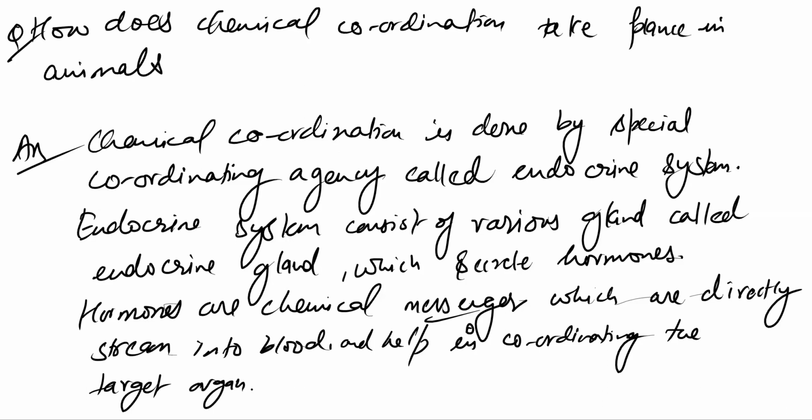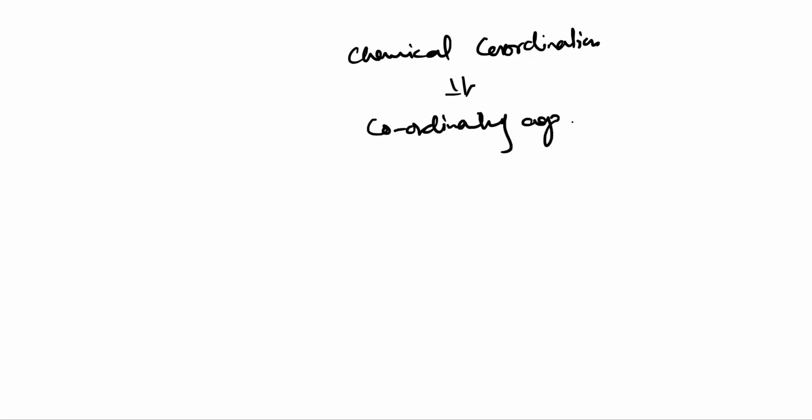So let's start. How does chemical coordination take place in animals? Okay, this is a simple answer. As you are very much familiar, in chemical coordination there is a controlling agency or coordinating agency, and what do we call it? Tell me. There is a coordinating agency and we call it the endocrine system.